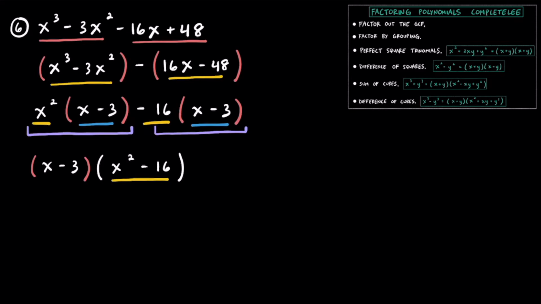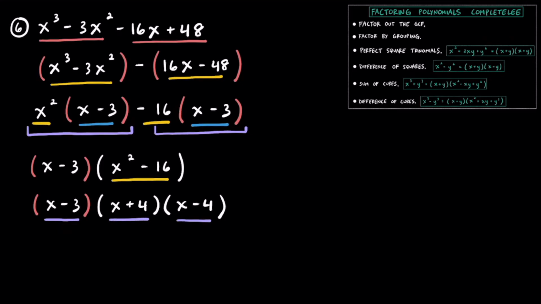Okay, so if we notice that this is a difference of squares, we're going to keep this x minus 3 out in front, that's our linear binomial, and for this we have x plus 4 and x minus 4. Keep in mind that x squared minus 16 is a difference of squares. So at this point, this is a linear term, another linear binomial, and another linear binomial. So we can't factor any more than this. This right here is fully factored.